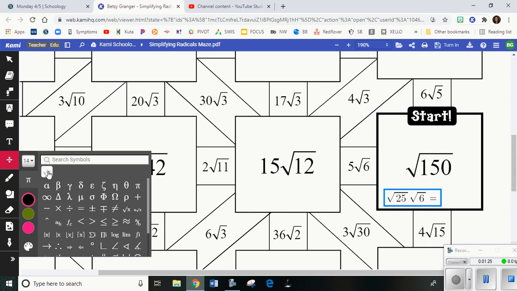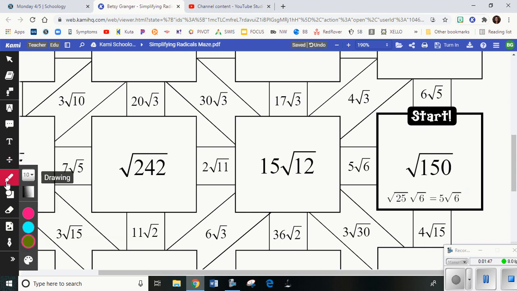Then we take the square root of the perfect square, which is 25, and the square root of 25 is just 5. Since I've taken the perfect square, you take out the radical, you don't write it, and then you leave what's left over, which is the square root of 6. So my answer is 5 square root 6.